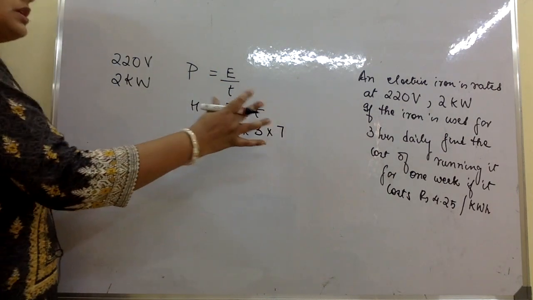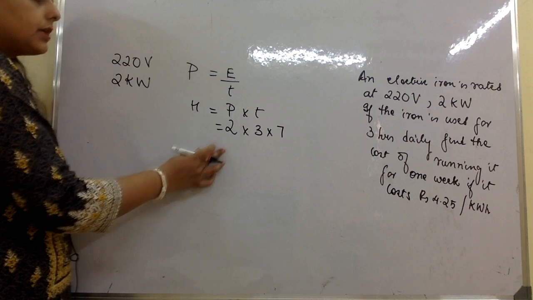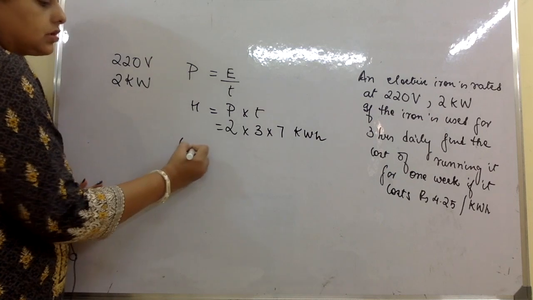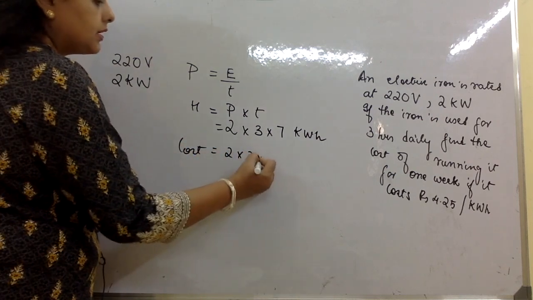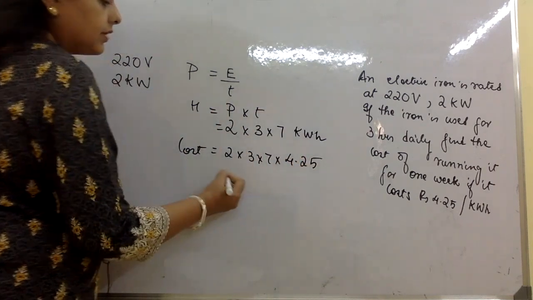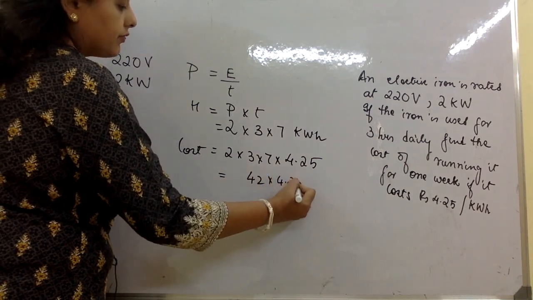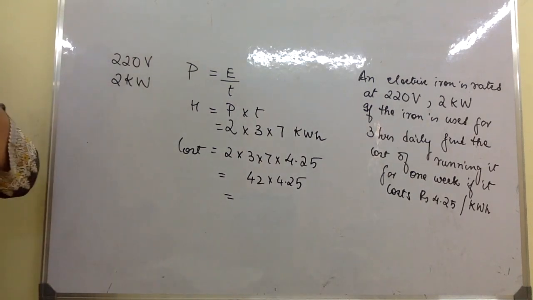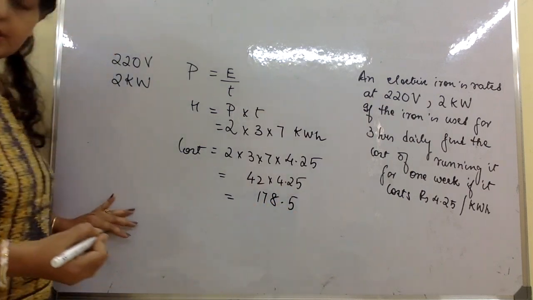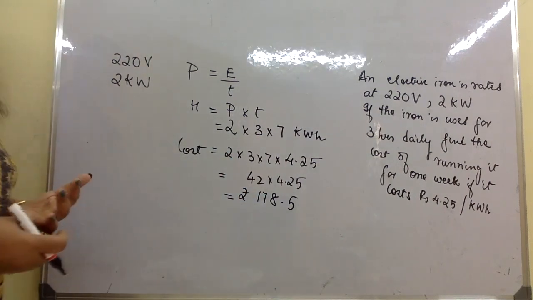Now this is already in kilowatt hour. Why? We have taken the time in hours, and this is already in kilowatts. Now we'll not proceed with this anymore. We'll just write kilowatt hour here. Now the cost involved is 2 into 3 into 7 into 4.25. So if we multiply this, we have 42 into 4.25, which gives 178.5. So that is 178.5 rupees. Rupees 178.5 is the cost.